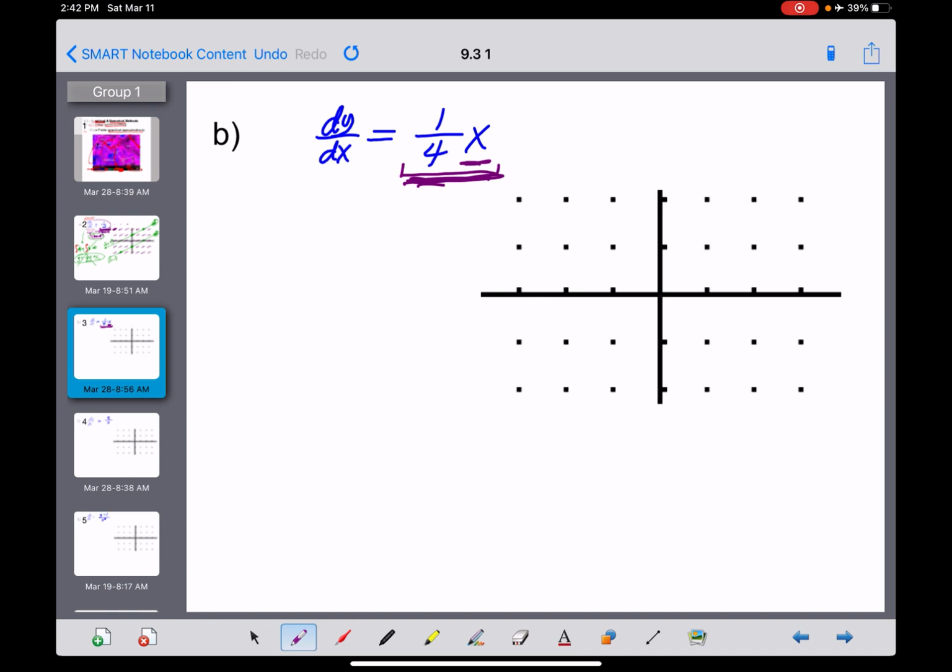Like, for example, at the origin right here, our x-coordinate is 0, and 1/4 times 0 is 0. So I draw a little horizontal piece right there with a slope of 0. And where else will that happen? Anywhere else that your x-coordinate is 0, like the point (0, 1), like the point (0, 2), and in fact anywhere on the y-axis. We're going to get a value right here of 0 for our derivative. Let me push now just a little bit to the right. Right here, x is 1, and 1/4 times 1 gets me a slope of 1/4.